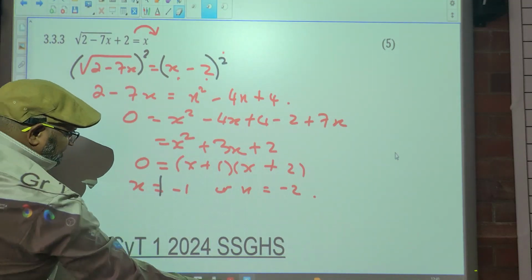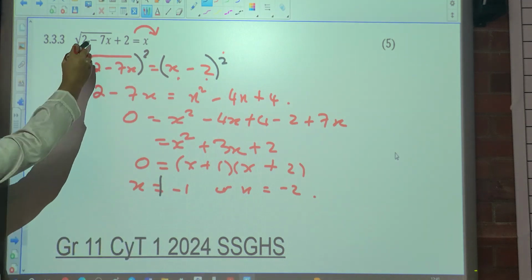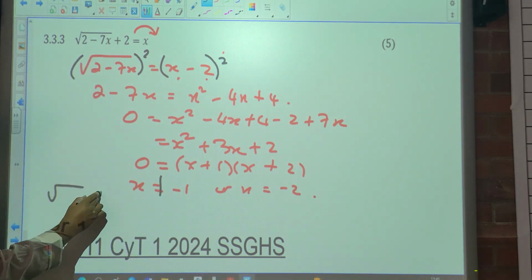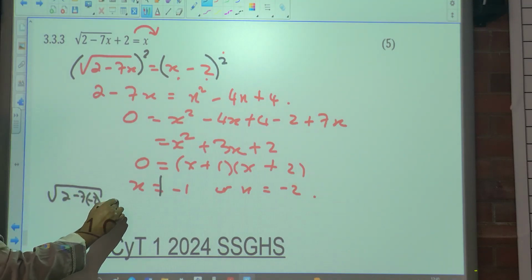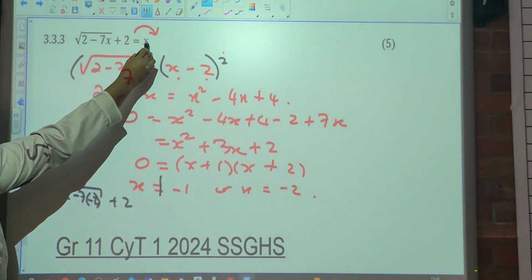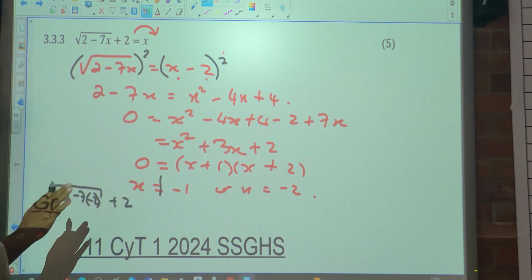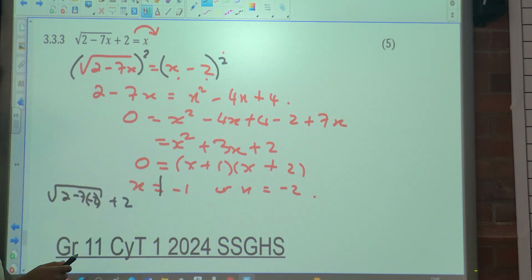Let's check the other one. Wherever I say x, I put a minus 2, always in the original equation. So it's the square root of 2 minus 7 times minus 2, plus 2. And x is now minus 2. If this comes to be minus 2, the job is done. No? That's correct. If it's not, then we'll see now.